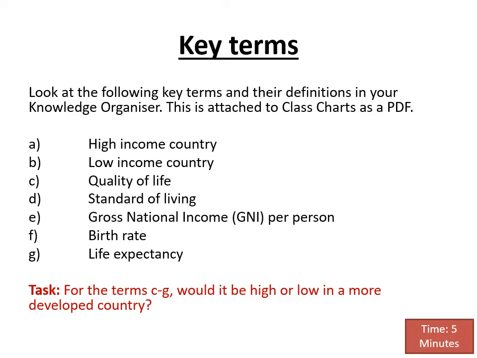F, birth rate. This should be low. It's probably the trickiest one here. If you've got it wrong, correct your answer. Birth rate will be low.